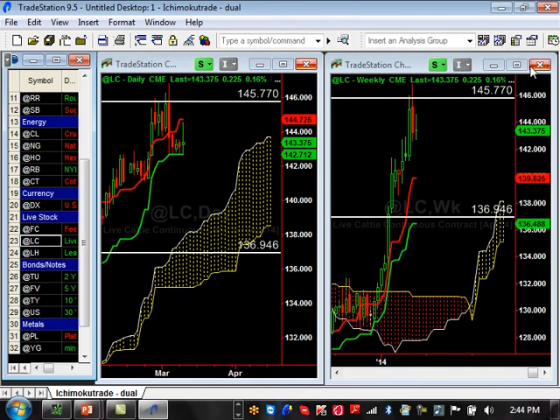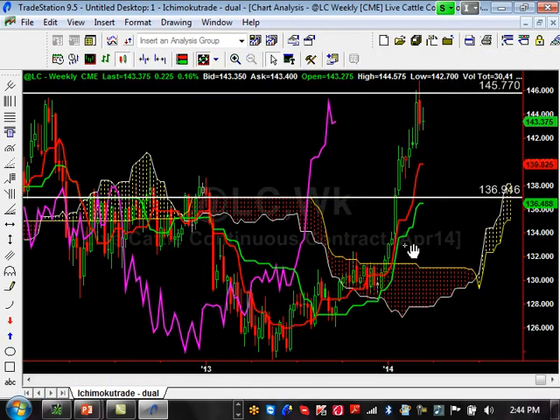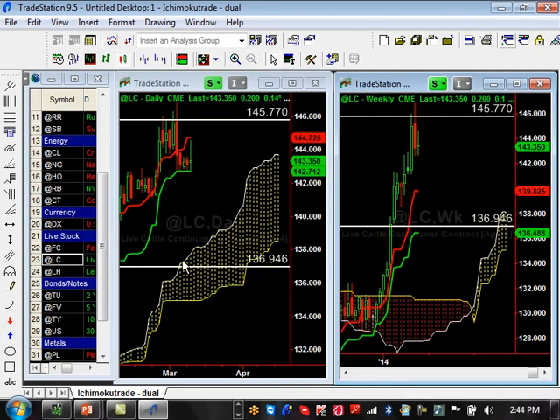Live cattle, this is a big one. A lot of people look at this seasonally, and you can see for 2014 this thing has just broken out, broke the resistance at 136, and went all the way up to about 145, and is pretty much stabilizing there. But this is pretty much one big consolidation pattern between 126 and 146, so it's going to be interesting to see exactly what happens at this resistance level now.